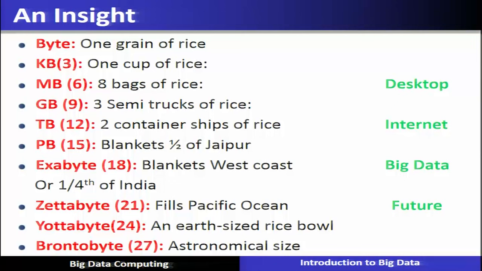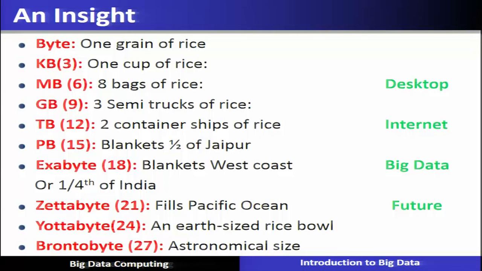and it represents the amount of information which flows on the internet. Petabytes, which is 10 to the power 15, is half a blanket of a city, Jaipur. Exabyte, which is 10 to the power 18, that size is called big data, and we can visualize the size as 1/4 of the blankets in the country. And zettabyte, which is 10 to the power 21, will basically fill the Pacific Ocean, and that amount of data, which is called a zettabyte, is the future volume of big data.